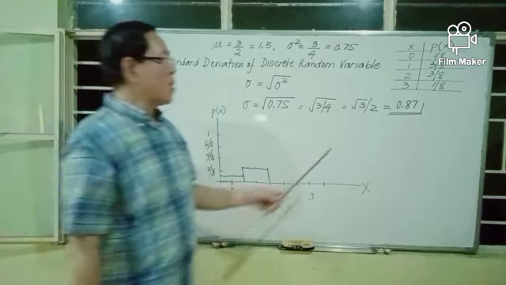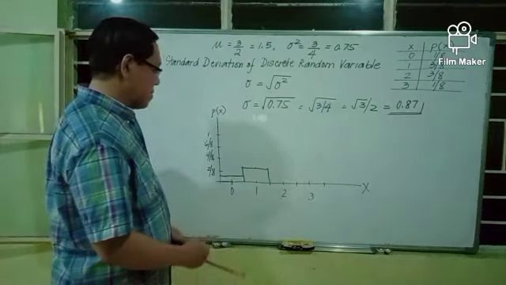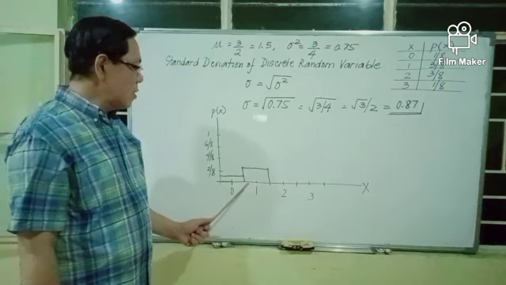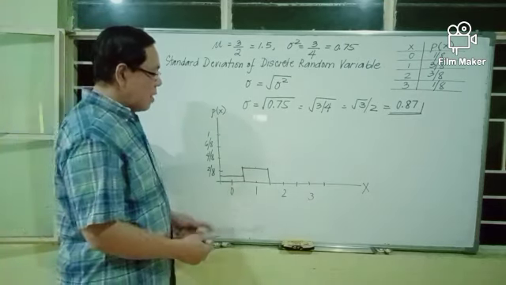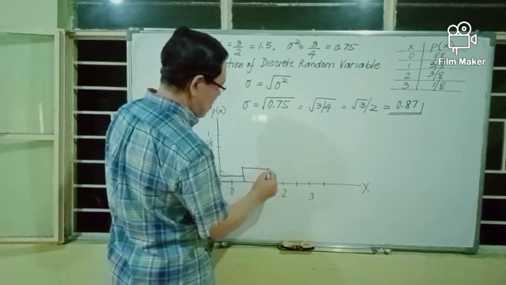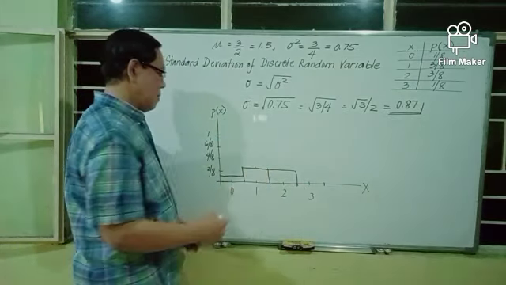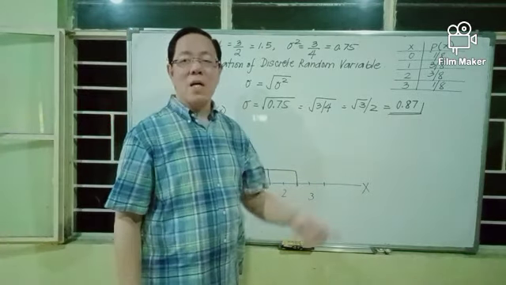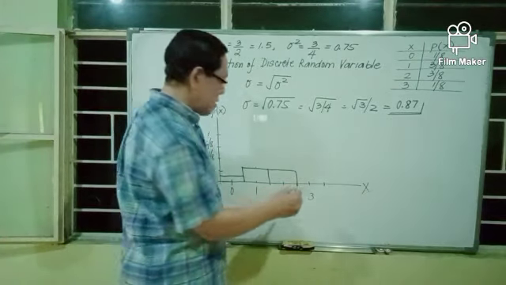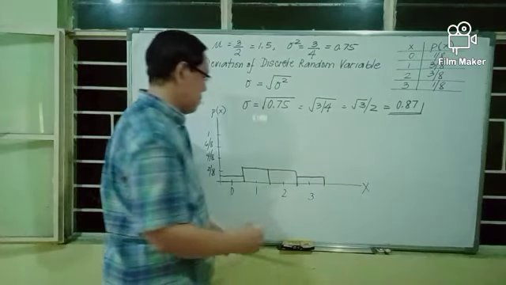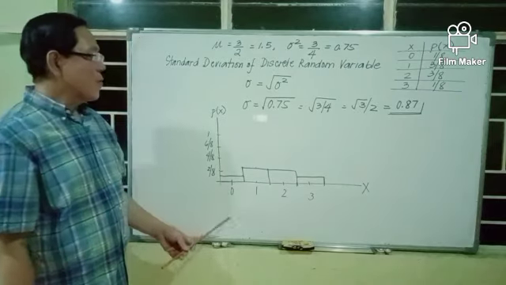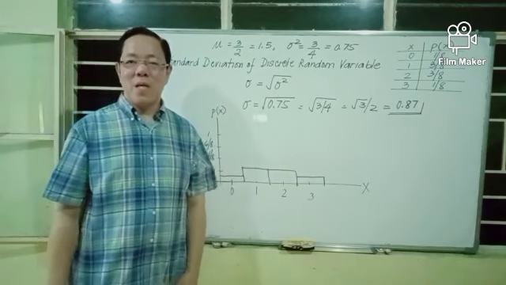And for x equals 2, the probability that x equals 2 is also 3 over 8. You notice that we find 1 in the center or the middle of the lower base of this vertical bar or rectangle. For x equals 2, the height of the rectangle is also 3 over 8. And for x equals 3, the probability that x equals 3 is 1 over 8. And this is the probability histogram for the discrete random variable x.